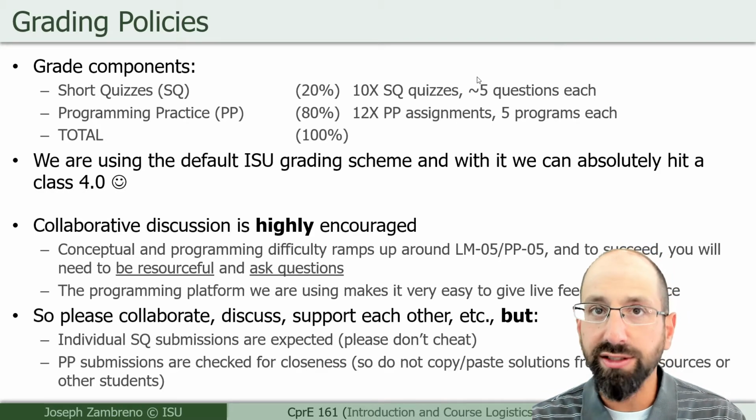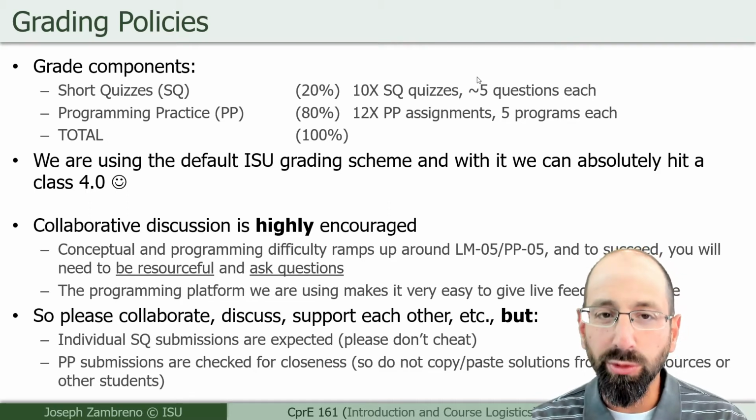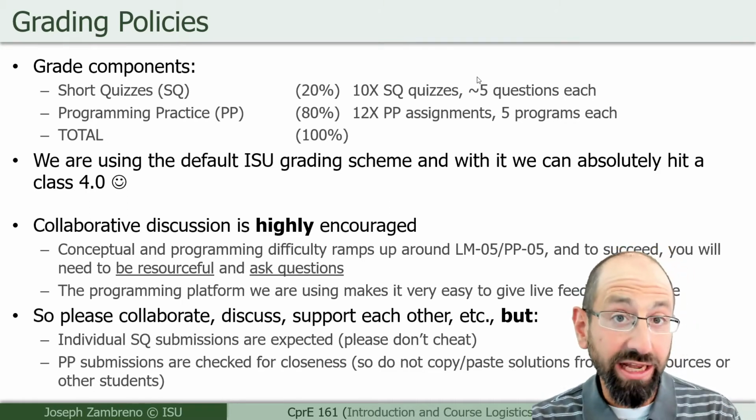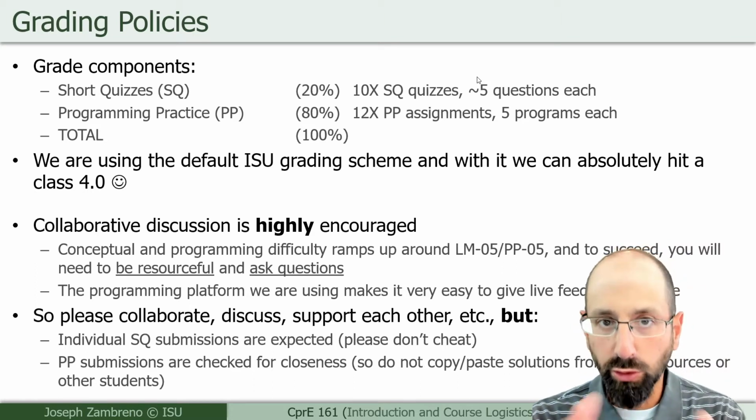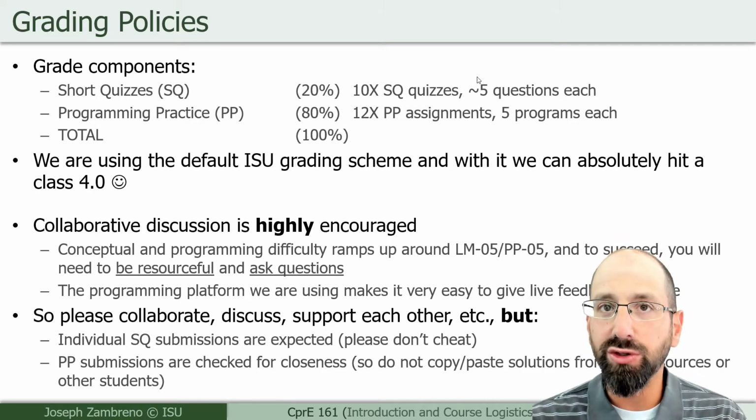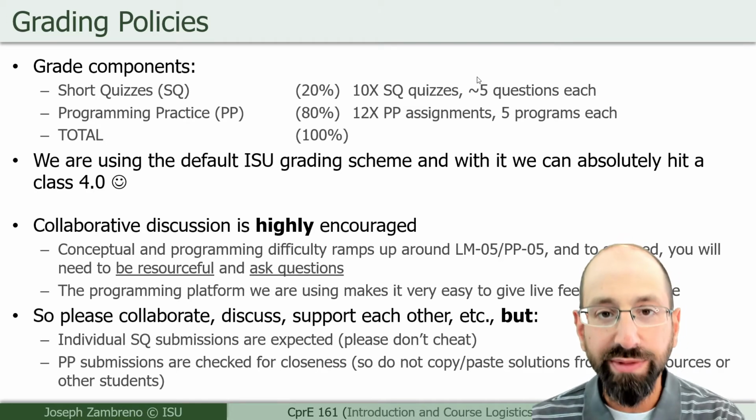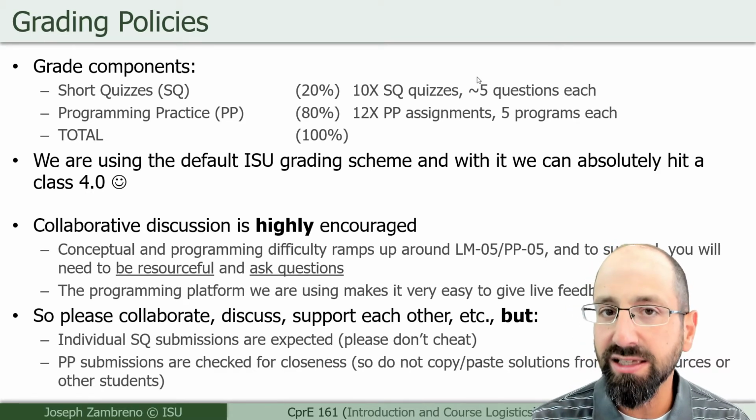The short quizzes, there's 10 of them, roughly 5 questions each, and that's going to be worth 20% of your grade. You can take the quizzes multiple times. You should get 100% on those quizzes. The remainder of the 80% of the score for your grade in this class is the 12 programming practice assignments. Each of those have 5 programs each, so there's really 60 programs you'll be writing and submitting this semester.